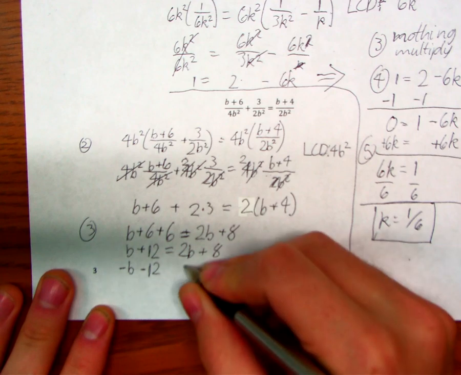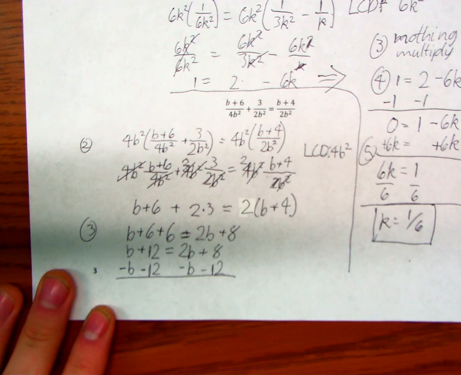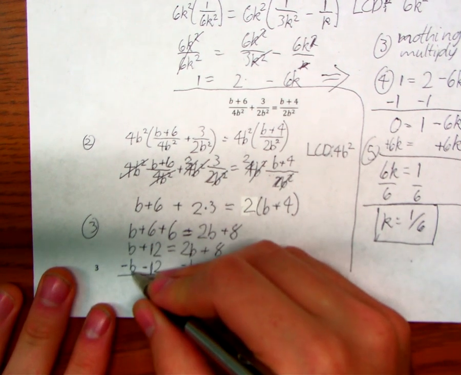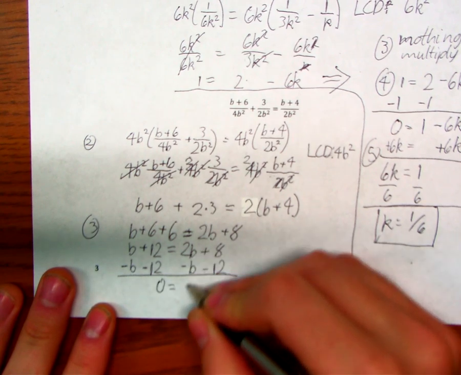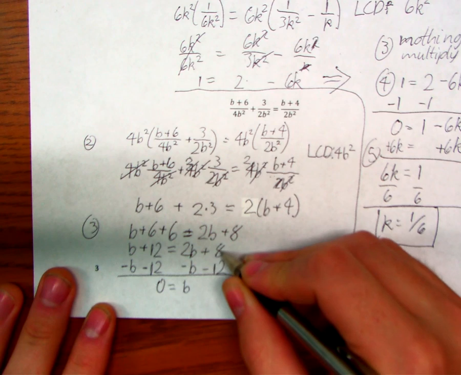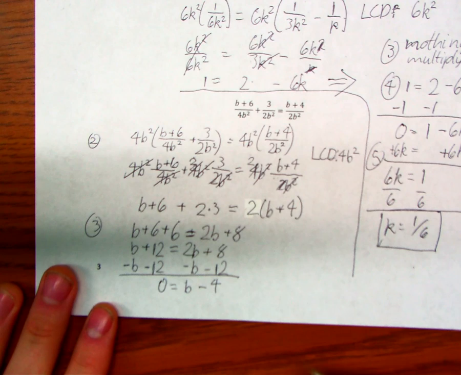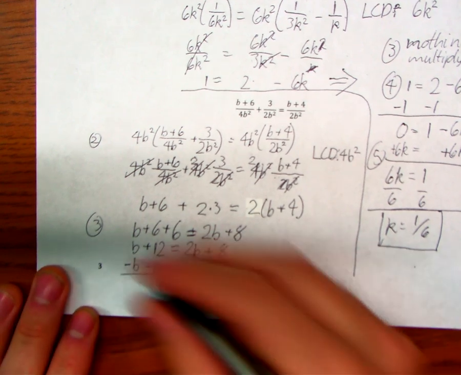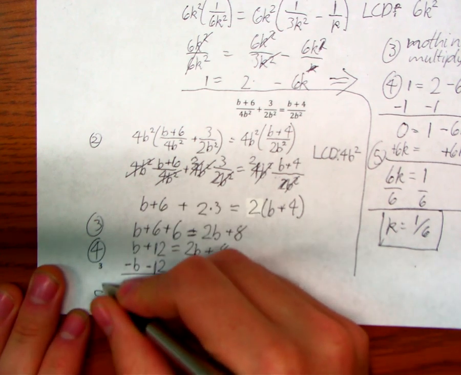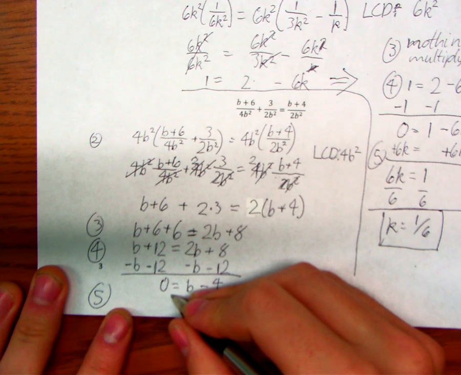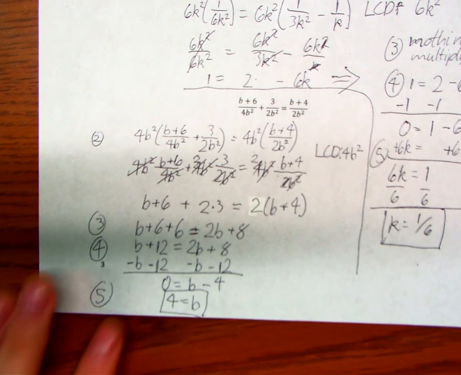If I subtract both sides by b and a 12, you have to do the same stuff to both sides. I get b minus b is 0, 12 minus 12 is 0, but 2b minus b is just 1b, and 8 minus 12 is minus 4. Now I've got a linear polynomial that I can easily solve, and by the way, what I had just done was step 4. Now I've got step 5, and I'll be done. If I add b to both sides, 4 is equal to b, and there I've solved for b.